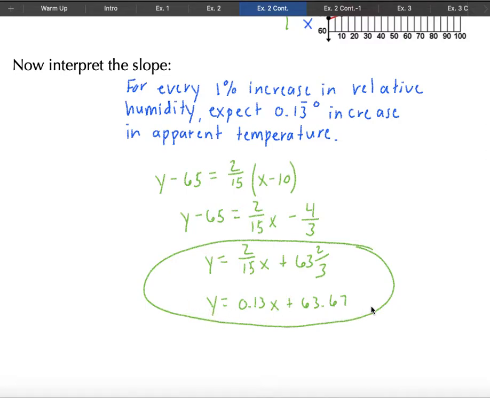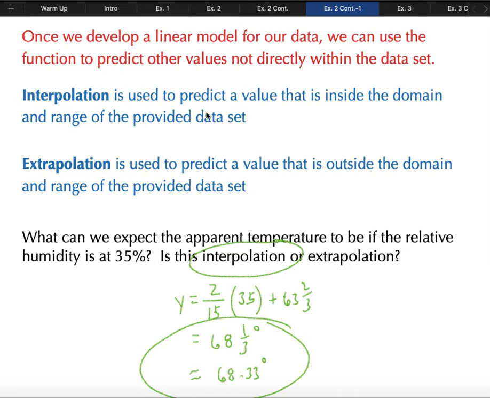Okay. Now, once we have the equation to model the data, we can use that equation to predict other values that aren't directly within the data set, values that didn't show up in the table. Okay. Now, there's 2 types of predictions that you can do. You can interpolate or you can extrapolate.